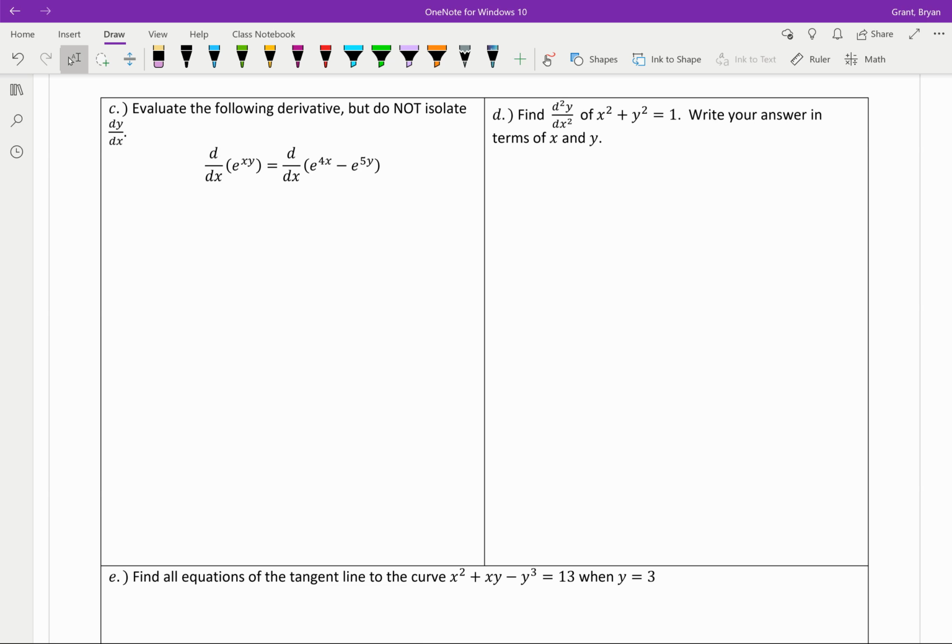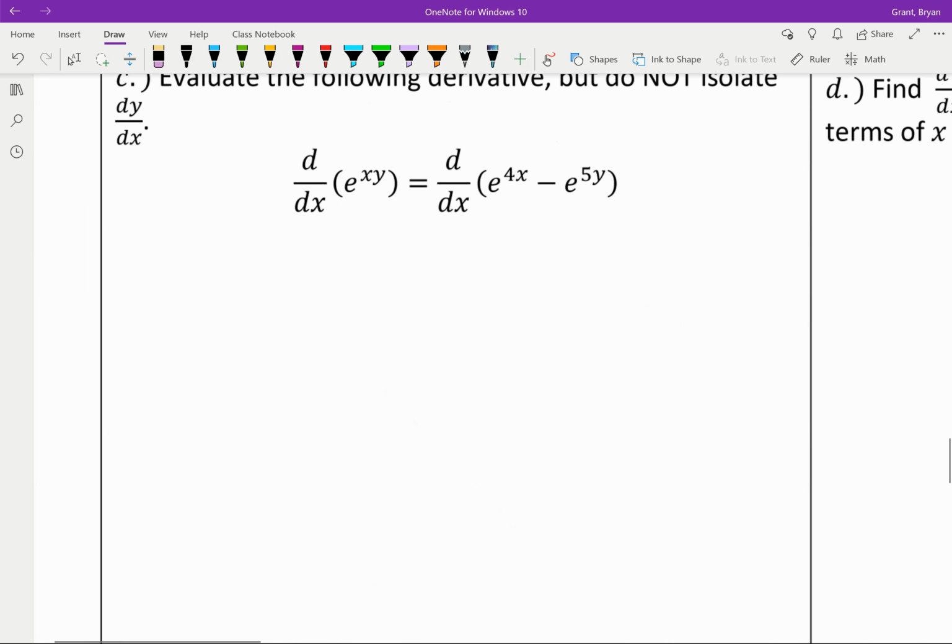Now, C took some pity on you. C says, evaluate the derivative, but don't isolate dy/dx. I'm like, sweet. There really only needs to be one step here then if we're just taking the derivative, but you will definitely want to write small. So the derivative of e to the xy. We're like, yes, e's, those are like our easiest derivatives. Okay, so the derivative of e to any power is always itself. It's e to any power.